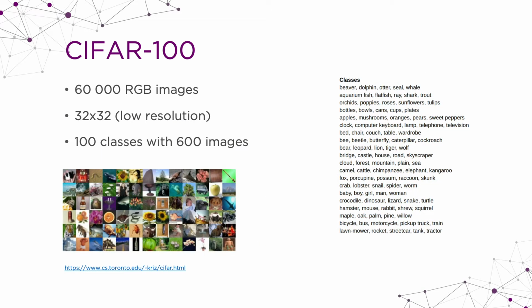After CIFAR10, there's CIFAR100. It's the same size, also 60,000 RGB images. However, now there are 100 classes with 600 images per class, and we have a different list of these classes here.